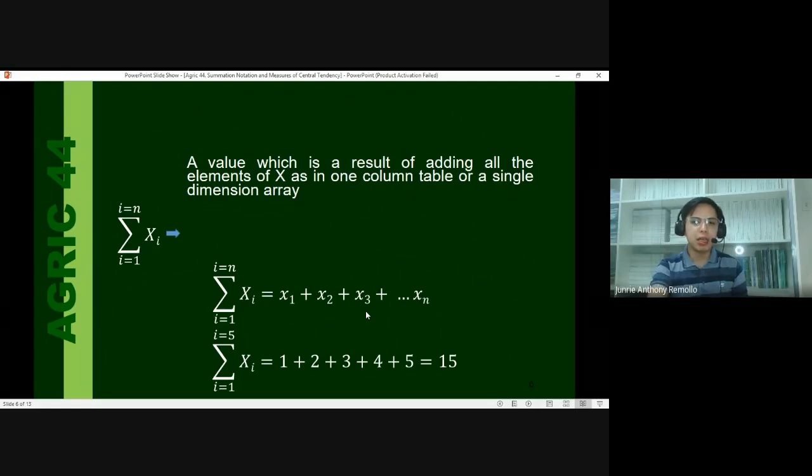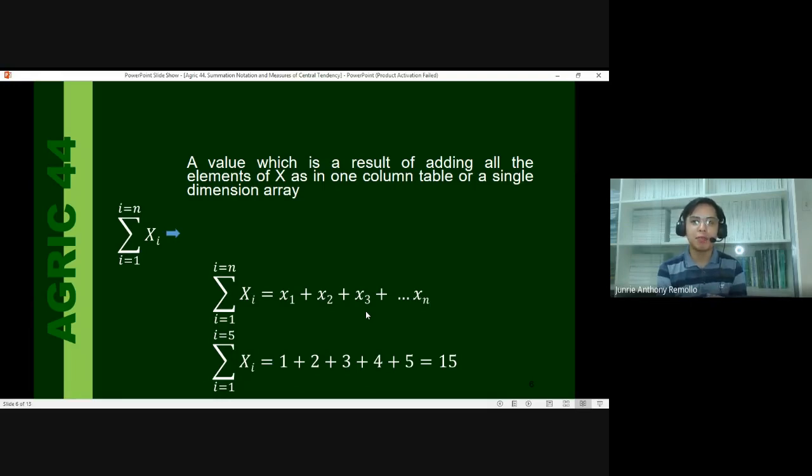Okay, so the summation is a value which is the result of adding all the elements of x, as in a one-column table or a single dimension array. It's simply adding all those values in a single dimension array. For example, given the summation of xi, wherein i is equal to 1 and n is the last index, you simply add all the values until xn, depending on how many observations. So x1 plus x2 plus x3 plus xn. If the set of observations is 5, then you add all those values until x5: x1 plus x2 plus x3 plus x4 plus x5.